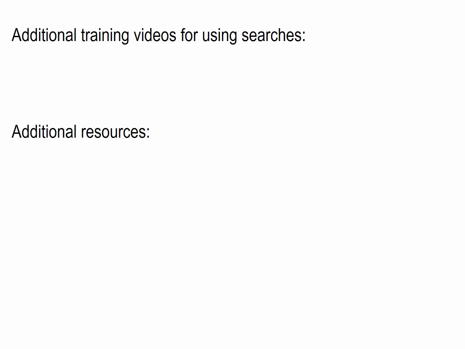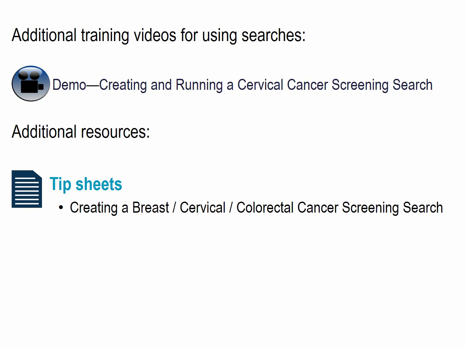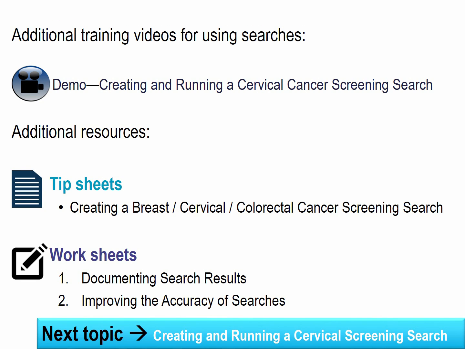The next video in this module will show you a real demonstration of how to create and run a search in Accuro EMR. We have short tip sheets on how to build sample searches for breast, cervical, and colorectal cancer screening. Also, as I mentioned earlier, we encourage your team to check out the 2 worksheets available for improving the accuracy of your searches. Before you move on, please take a moment to complete the short quiz that will test what you've learned in this module.